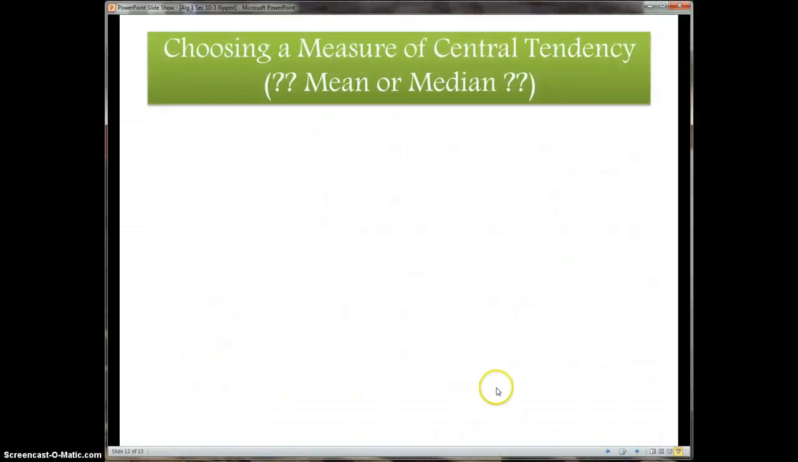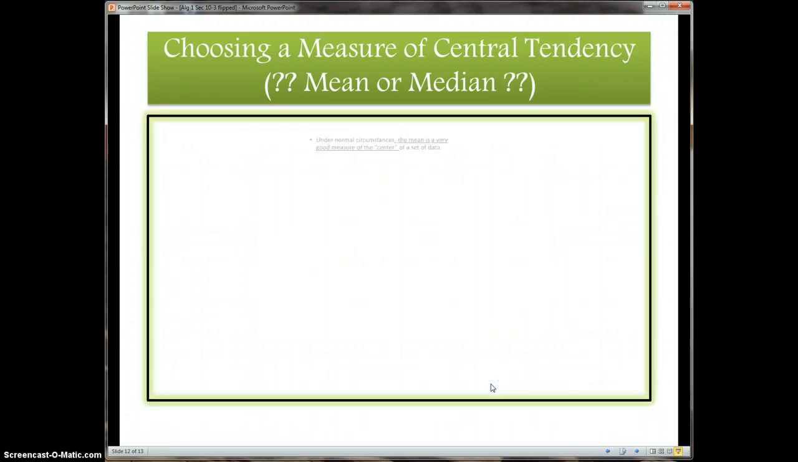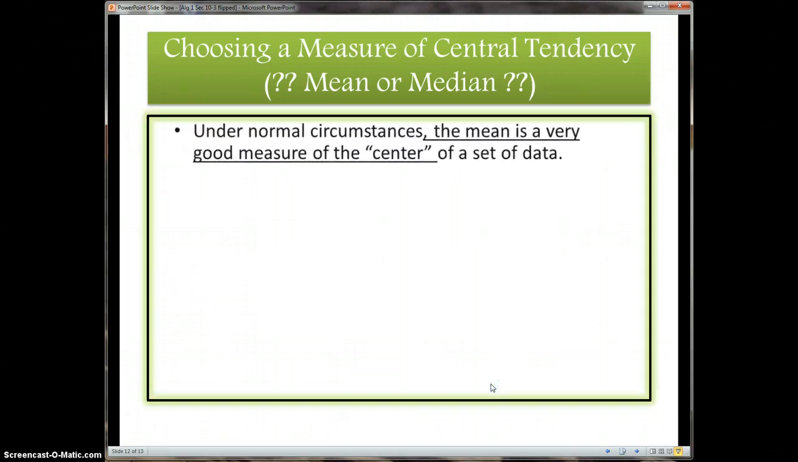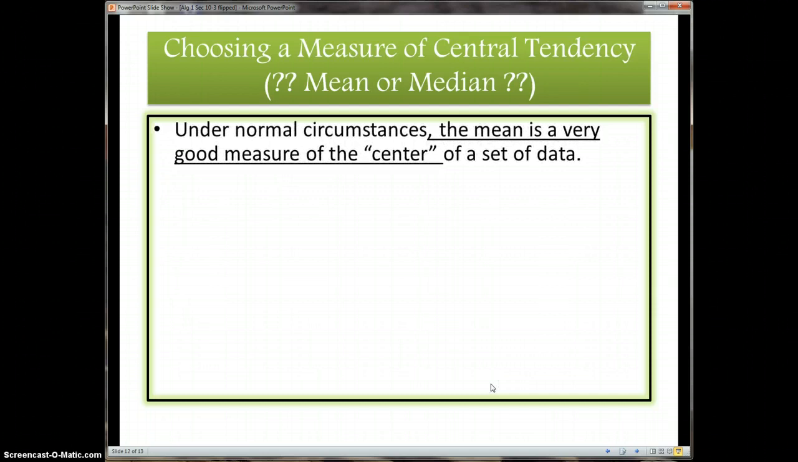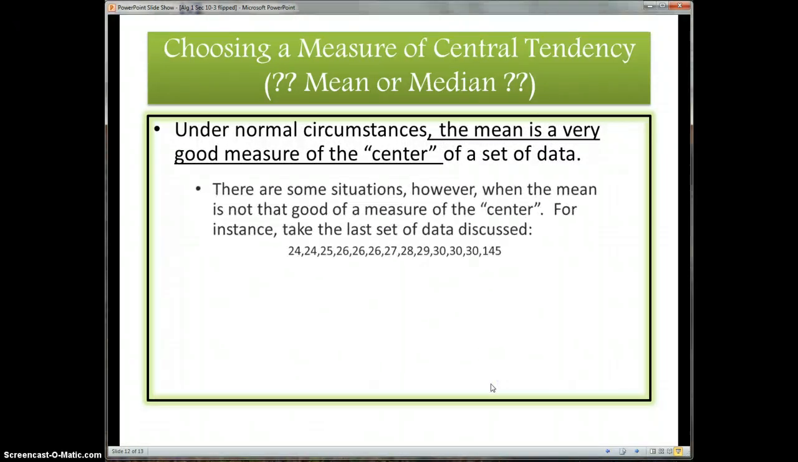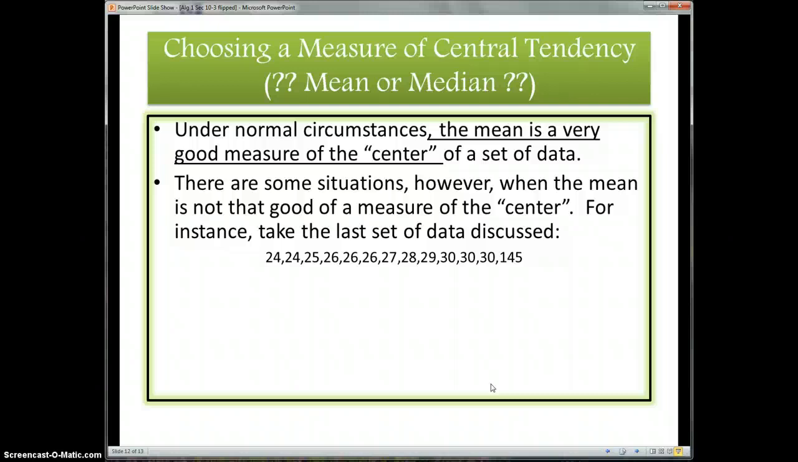Choosing a measure of central tendency. In other words, which is better, the mean or the median? In general, under normal circumstances, the mean is a very good measure of center of the data set, but there are some situations where the mean is not as good a measure. For instance, let's take a look at that last set of data. Now remember, we have this outlier in here.